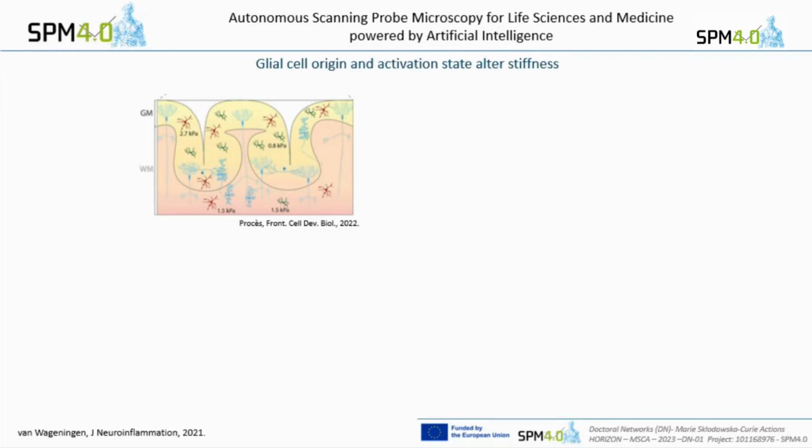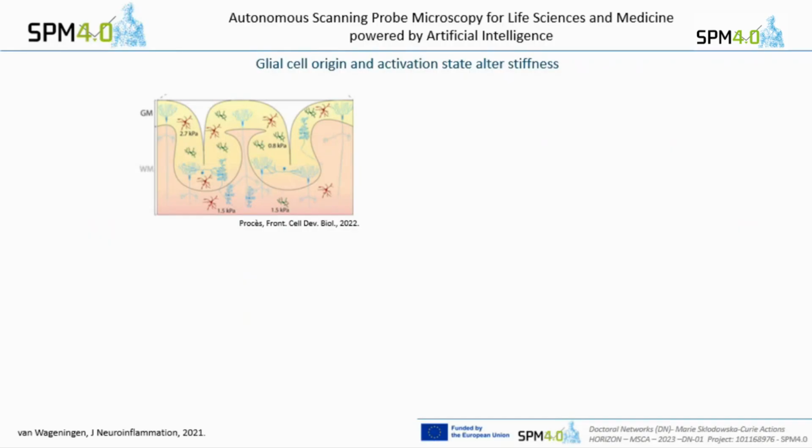So what about these cells? How do they contribute to the mechanical properties? We know that there is a difference between the stiffness of the cell at the single cell level depending on their origin. The astrocytes that come from the gray matter are stiffer than the astrocytes coming from the white matter. And the opposite is observed for microglia. They were shown to be softer in the gray matter than in the white matter.